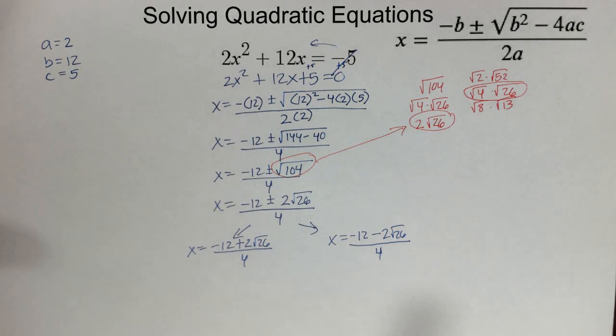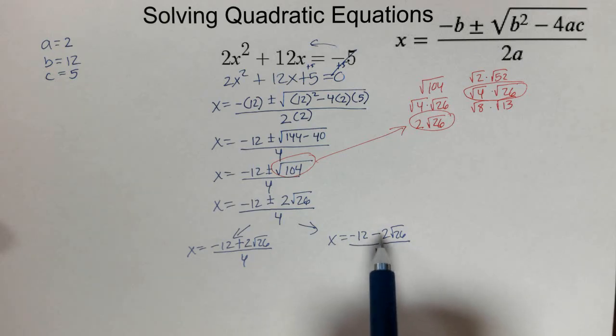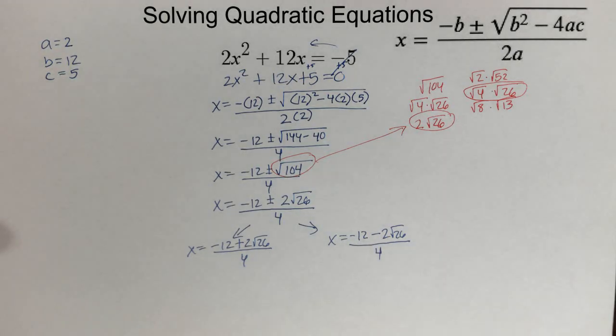If these numbers didn't have anything in common, I would stop right here. Those would be my solutions. I have 2 solutions to the quadratic. But I do notice that these values all have something in common. They're all divisible by 2.